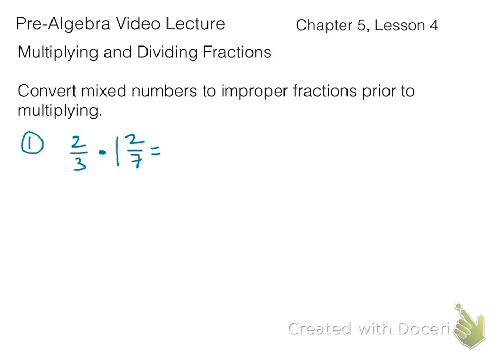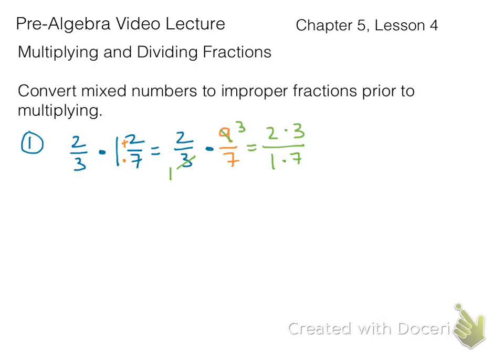All right, so converting mixed numbers to improper fractions prior to multiplying. You should know how to do this. You're multiplying the denominator times the whole number and then adding the numerator. So we're going to have 2/3. Now, there you go. Denominator times whole number, add numerator. So 7 times 1 is 7, plus 2 is 9, 9 sevenths. So now I'm going to simplify before I multiply. 3 goes into itself once, 3 goes into 9 3 times.